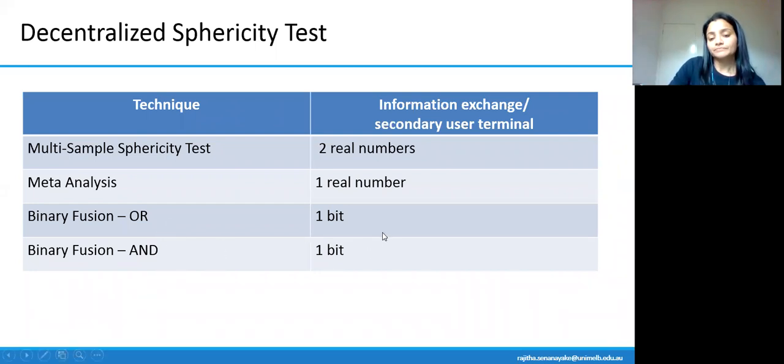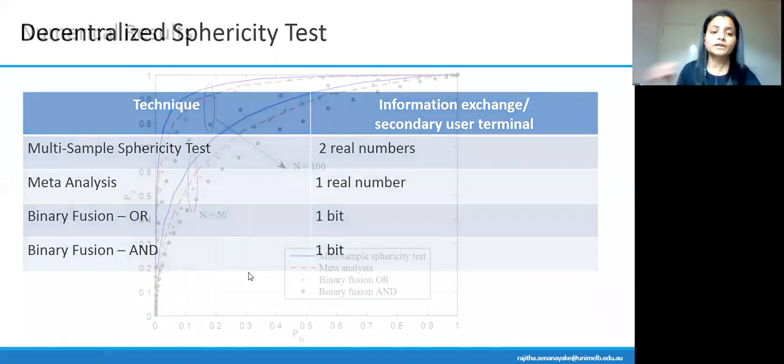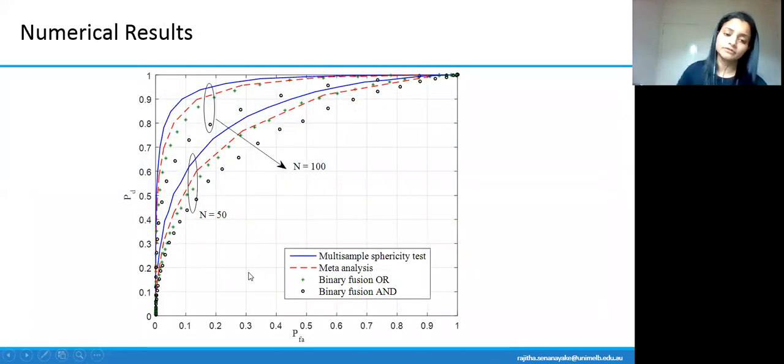So in that way, we even further reduce the amount of information that we send. It's just one bit that we are sending up to the fusion center. So coming down, we actually kept reducing the amount of information that we send in the network. But the other question is how do these methods perform? So to give you an idea, I included one numerical example here.